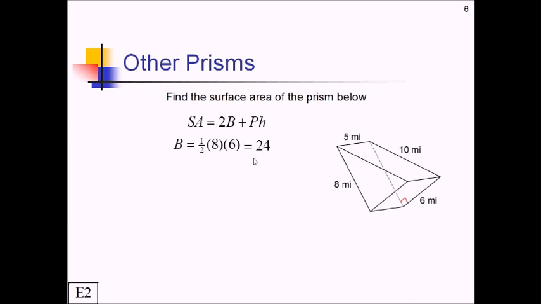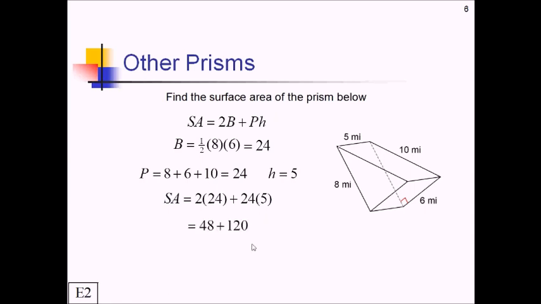And then the perimeter of the base, that's going to be 8 plus 6 plus 10. That's the 3 sides. So that's going to be 24. The height, the distance between the triangular bases, that's 5. So we've got 2 times 24 plus 24 times 5. 48 plus 120 adds up to 168, and that's square miles. Apparently that's a very large shape.